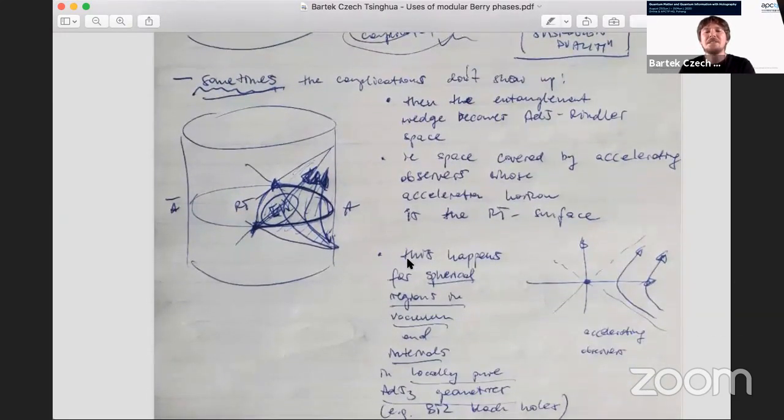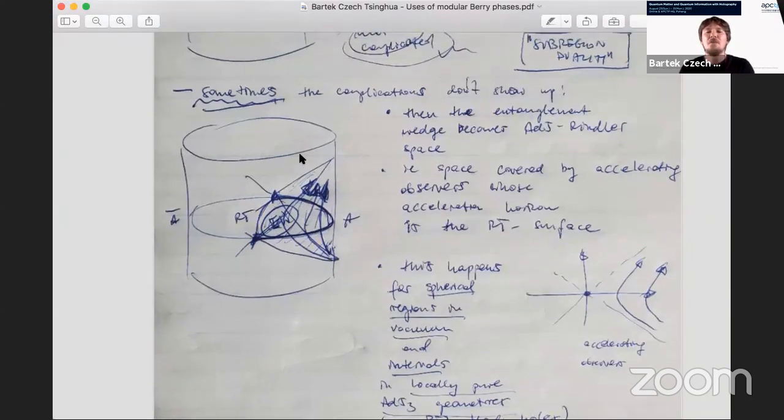Sometimes we are in a lucky situation where the complications never show up, and what I just told you is globally true. That globally the entanglement wedge can be described by null sheets that emanate from the RT surface. When does this happen? Well, when this happens, the entanglement wedge is the same as AdS Rindler space. So let me just remind you what Rindler spaces are.